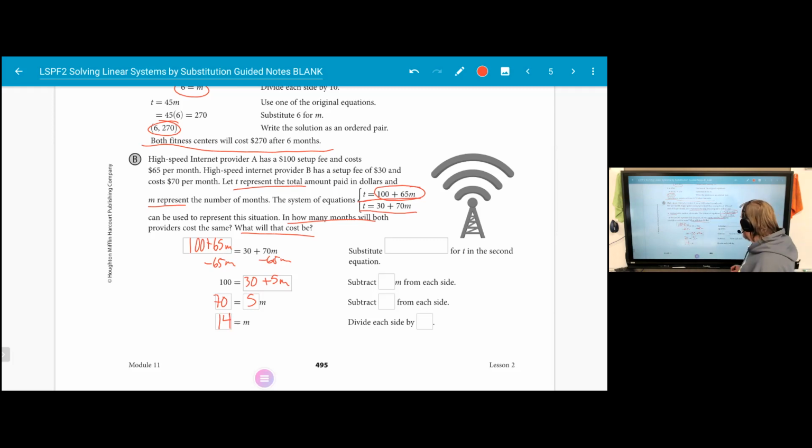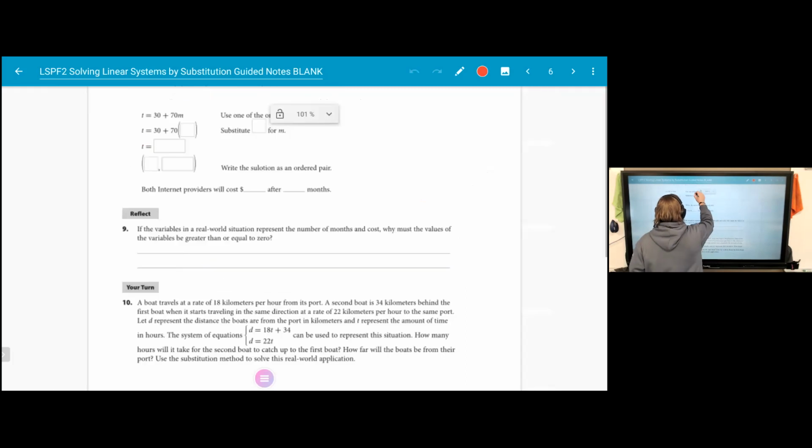We've got to figure out what the cost is going to be. What's the cost going to be in 14 months? Okay, so let's continue this. We're going to substitute 14 for M. We have 70 times 14. Let's see, 980, 30 plus 980. So after 14 months, it's going to cost $1,110. Both internet providers will cost $1,110 after 14 months.